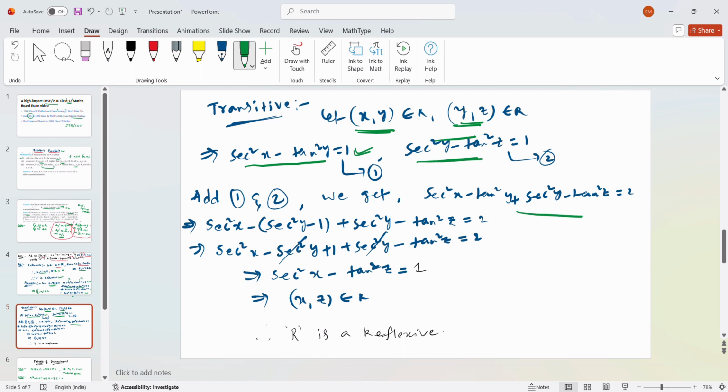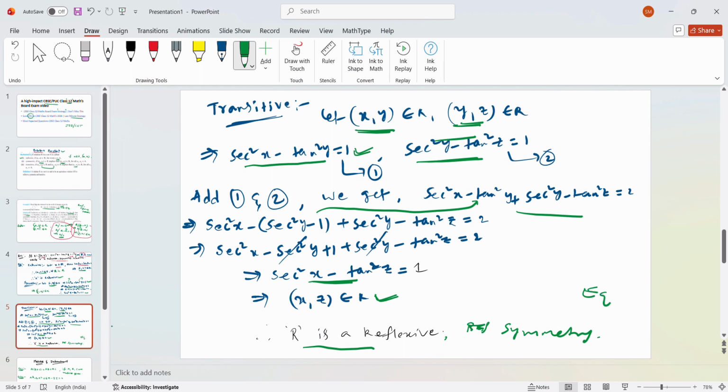Again we have to replace here the tan square value, and secant square y I can write as it is. So after simplifying I'm going to get this expression. So from here I can write (x, z) belongs to R. So R is transitive, reflexive, I have already written, symmetric. So you can say this relation is an equivalence relation also. So this is how we have to solve the problems.